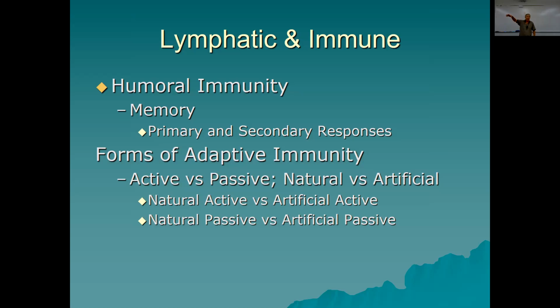Artificial passive is you're getting antibodies made by somebody else, but in an artificial way, and that is injection. This is two ways. One would be the anti-sera for snake bites and spider bites. And also the antibody vaccine for the coronavirus, that's taking antibodies made by somebody else and injecting them into you. This would also be an example of artificial passive.